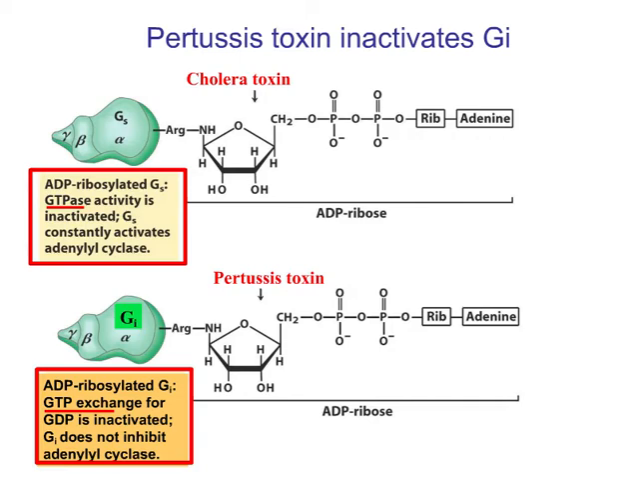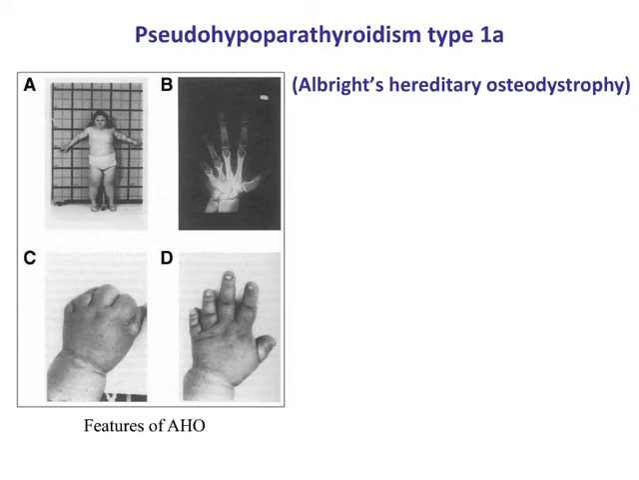Since the treatment of cholera and whooping cough does not involve altering ADP ribosylation of alpha subunits of heterotrimeric G proteins, this may seem like extraneous detail to learn. However, questions about the mechanisms of cholera toxin and pertussis toxin have been a mainstay of the Step 1 and shelf exams for as long as I've been teaching this material.